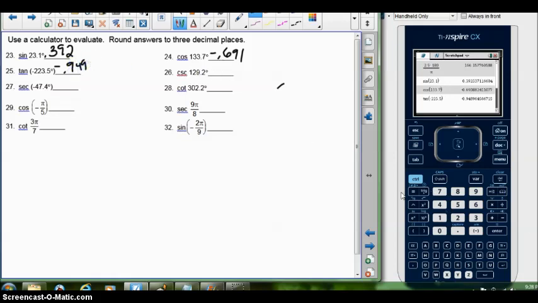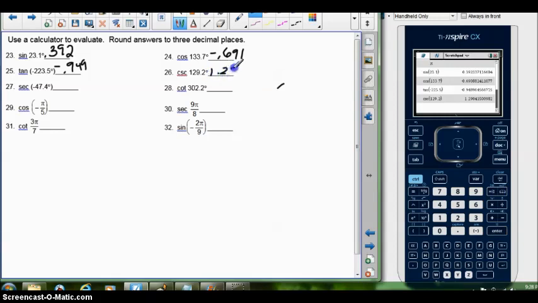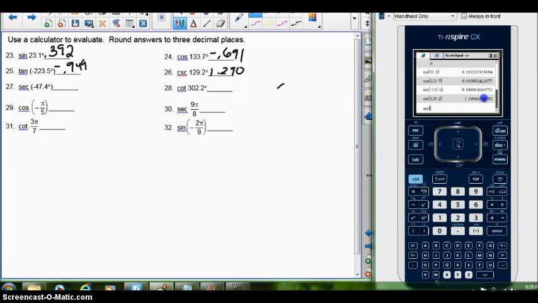Cosecant, okay, so trig, cosecant, 129.2 degrees, which will be 1.290. Secant of negative 47.4. Trig, secant, negative 47.4. And we get 1.477.